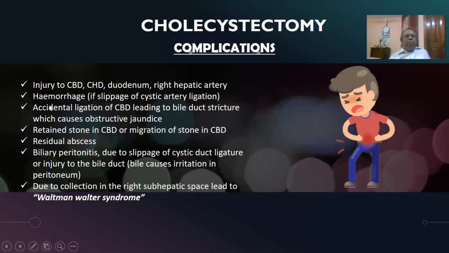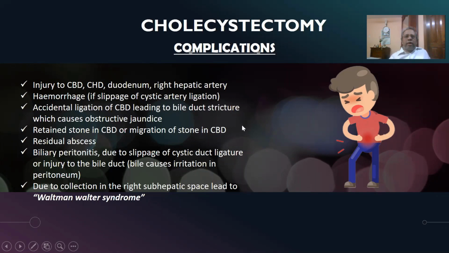And there may be accidental ligation of the CBD during surgery. Mistakenly, you don't identify the cystic duct. You may mistake the CBD for the cystic duct, put a clip there and cut it. You don't know and leave the clip there as it is. So subsequently there is a biliary stricture and obstructive jaundice. And there may be a retained stone in the CBD. Or during manipulation, the gallstone may migrate through the cystic duct to the common bile duct.